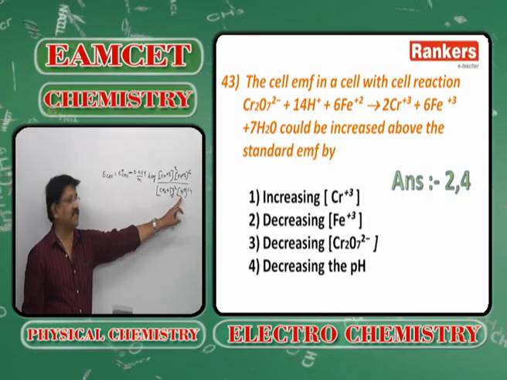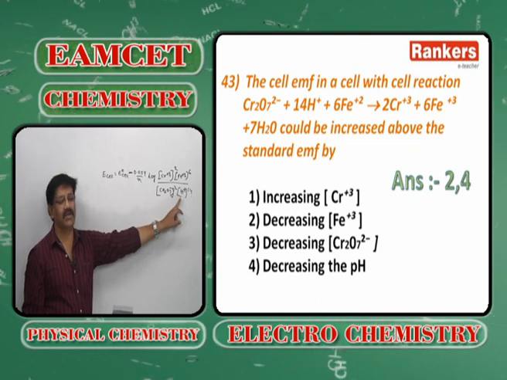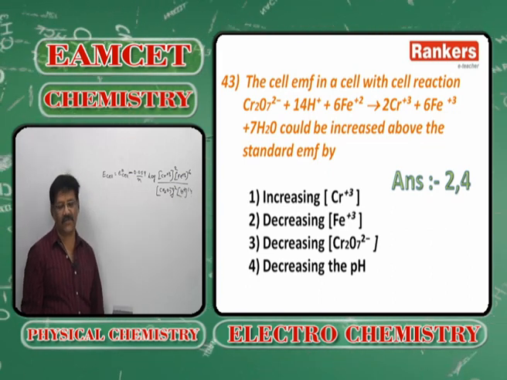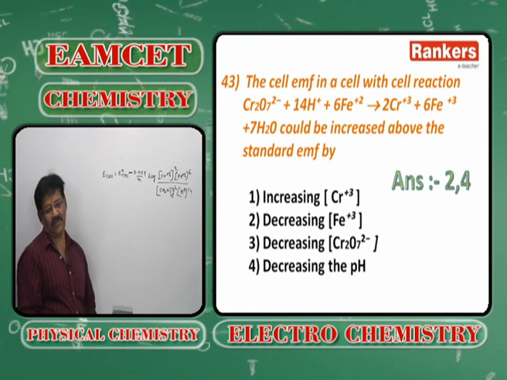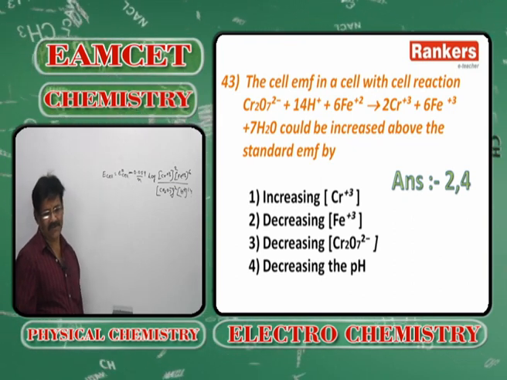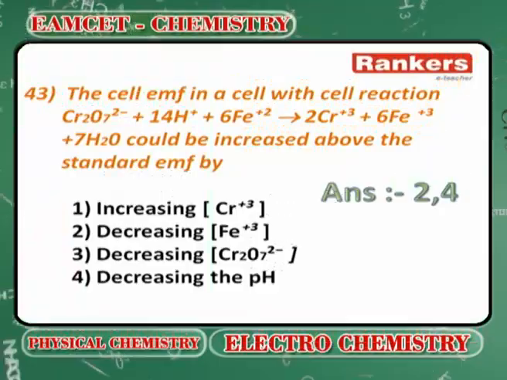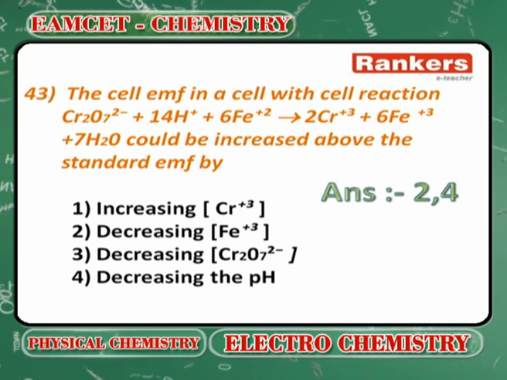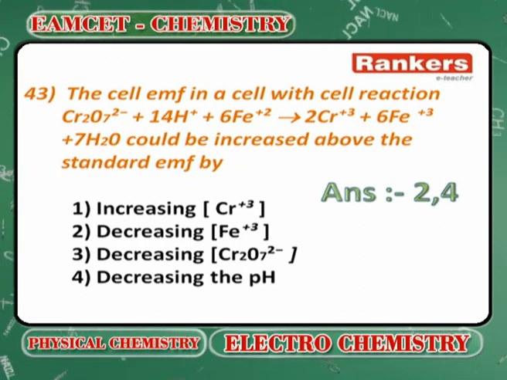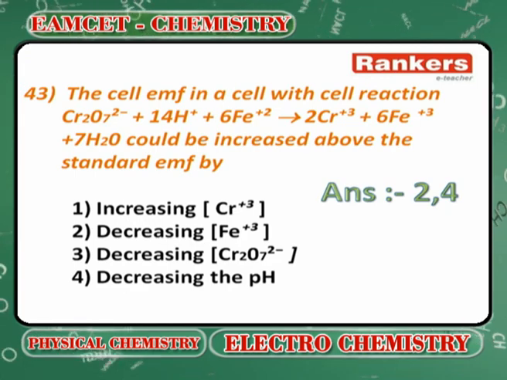When you increase the H plus ion concentration, what does it imply? Decreasing the pH value. In this question, there are two correct options, 2 and 4. Intentionally we have given this question because more options can be verified.